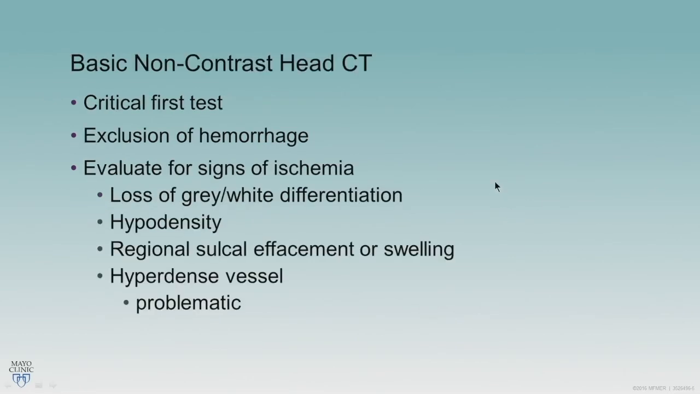So basic non-contrast head CT. It is the critical first test in stroke evaluation. We, yes, use it to exclude hemorrhage, but we also use it to evaluate for some early signs of ischemia, such as loss of gray-white differentiation, which is the earliest sign that we're really going to see, with hypodensity when the infarct is more profound. We can see regional sulcal effacement and swelling, which is another early sign prior to the hypodensity. And then we can also see hyperdense vessels occasionally, although this is somewhat problematic in the setting of calcified vessels and previous contrast, so on and so forth.